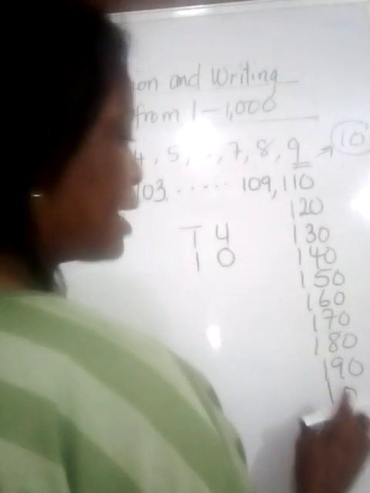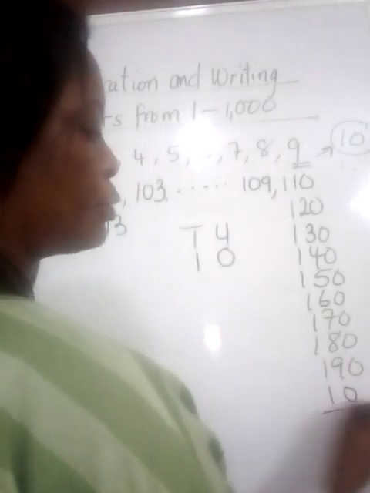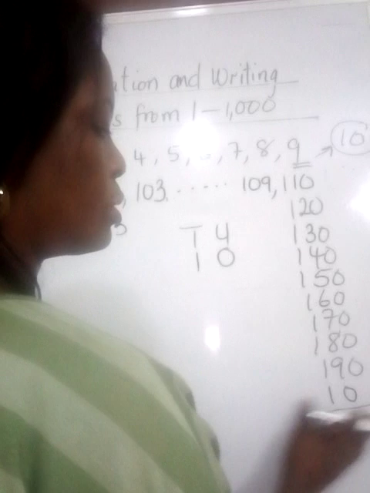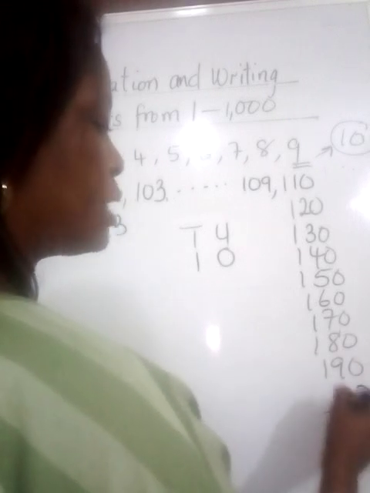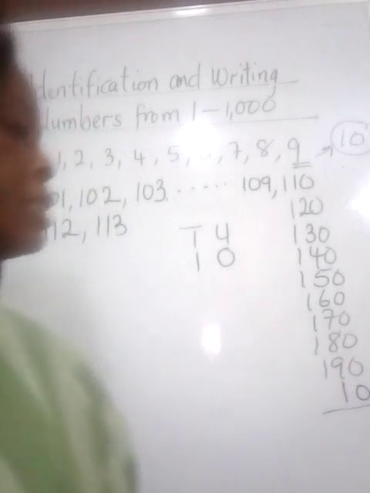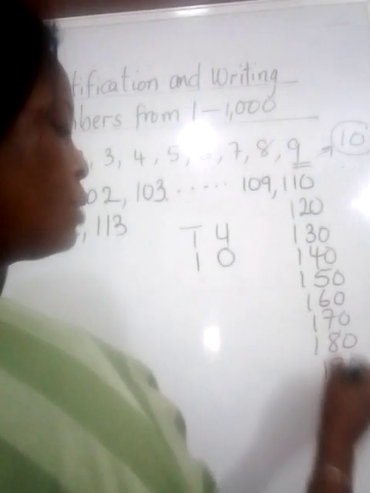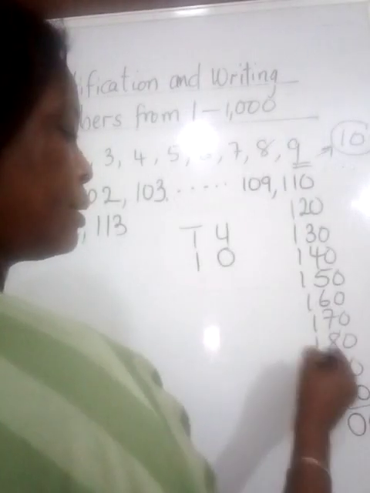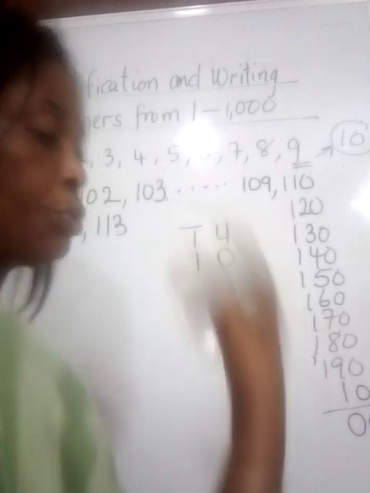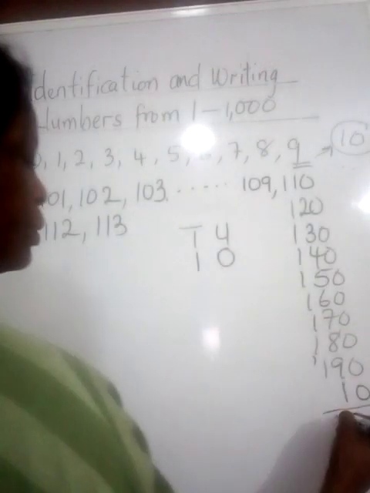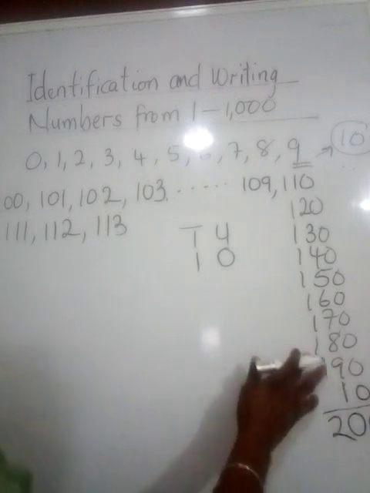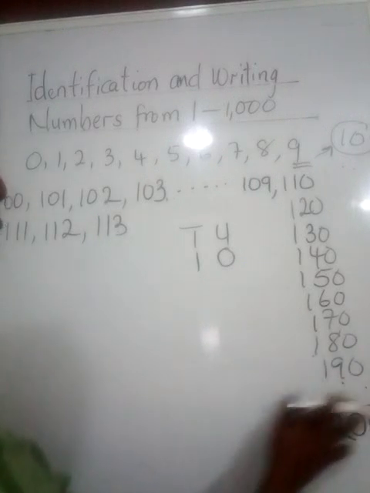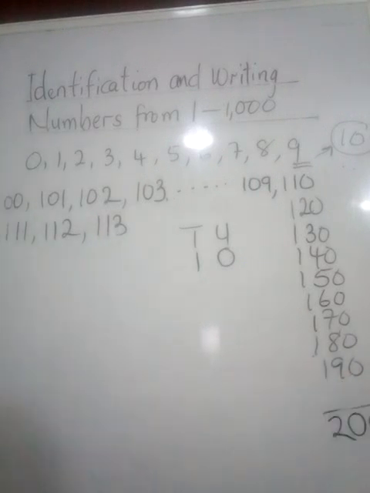So when you add, you're going to have 0. Sorry, let me arrange that properly. So you're going to have your 0 under unit and your 1 under 10. So when you add, you have 0. 1 plus 9 is 10. You rename. You bring the other number here, and then you have 2. So the next number after 190 is 200.